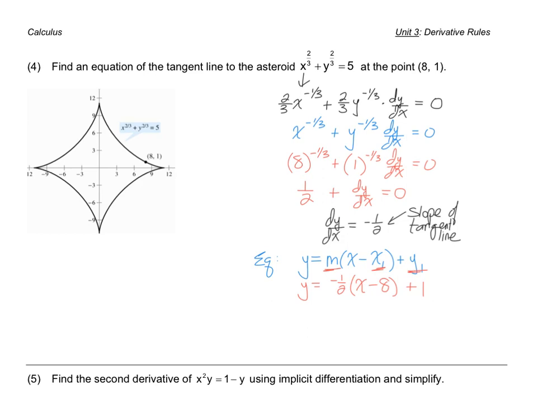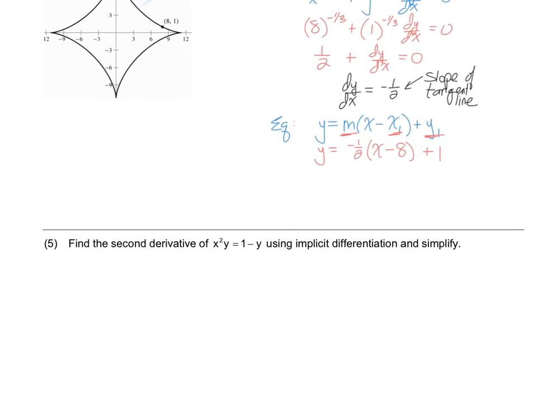Now, number 5 is asking for the second derivative. All right, so this is a juicier situation here.